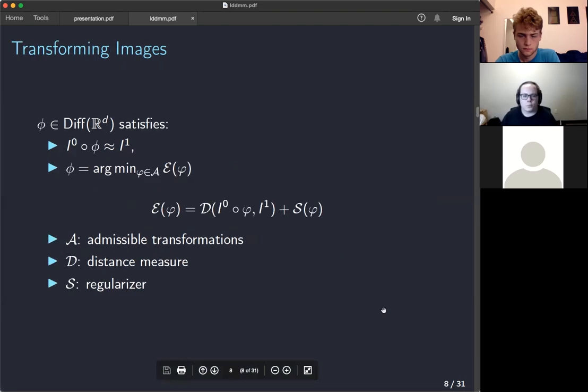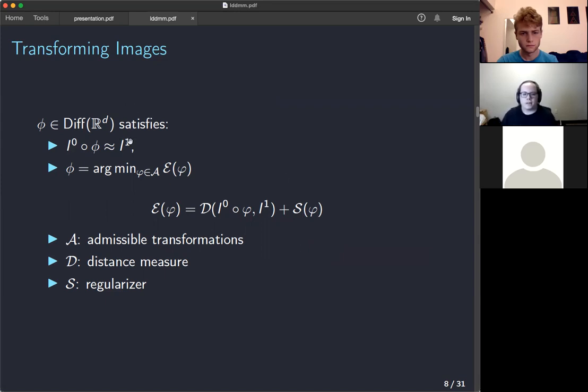And that's way easier to describe in equations. We're going to take phi to be a diffeomorphism from R^D to itself, meaning an infinitely differentiable, smooth transformation, everything we could ever want in a map. And it satisfies a couple of things. First is that if we compose I0 after phi, it's going to look roughly like I1. And again, phi is a diffeomorphism of the underlying space, R^D. So you can think of this as a grid warping, as opposed to actually changing the image.